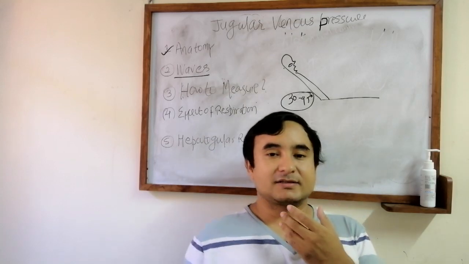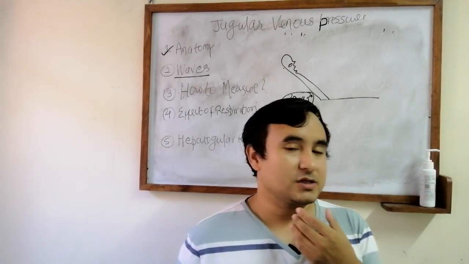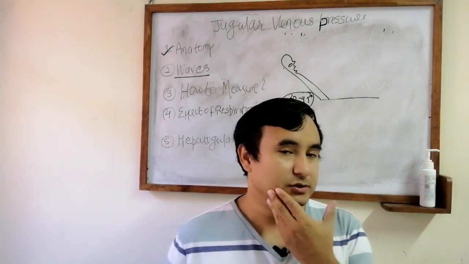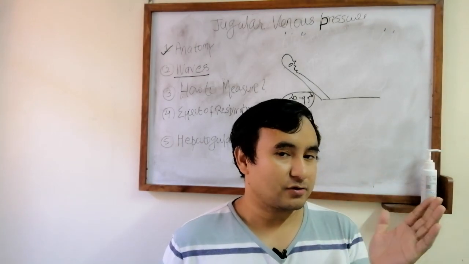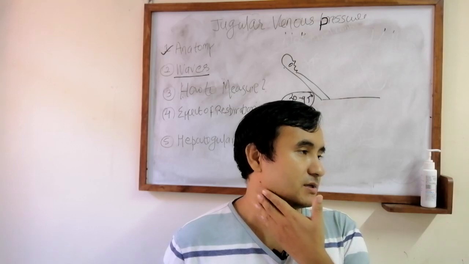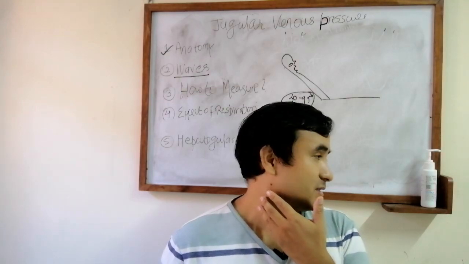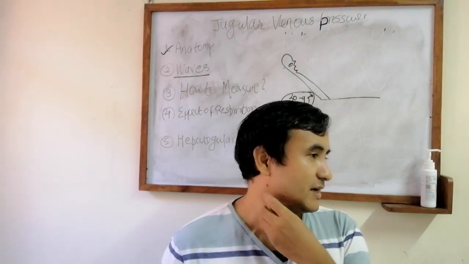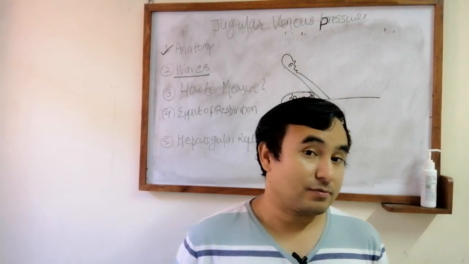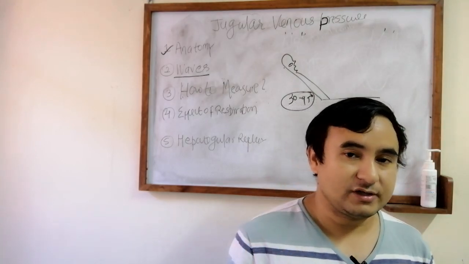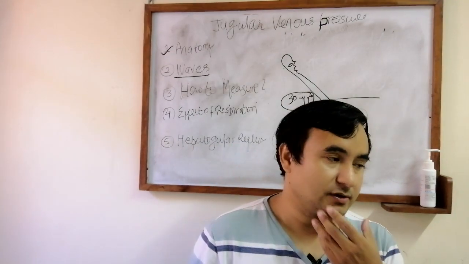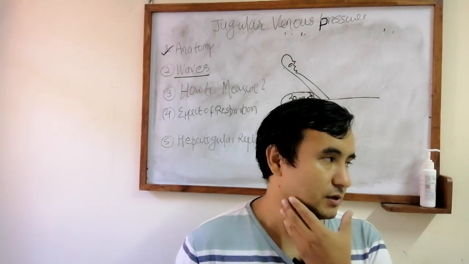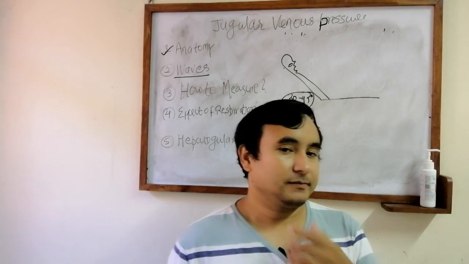When the patient is lying in a 30 to 45 degree position, you have to ask your patient to turn their head to the opposite side, about 45 degrees. It should not be too tense. If it is too tense, then the sternocleidomastoid muscle can occlude the jugular venous pulsation. So it should be only about 45 degrees.